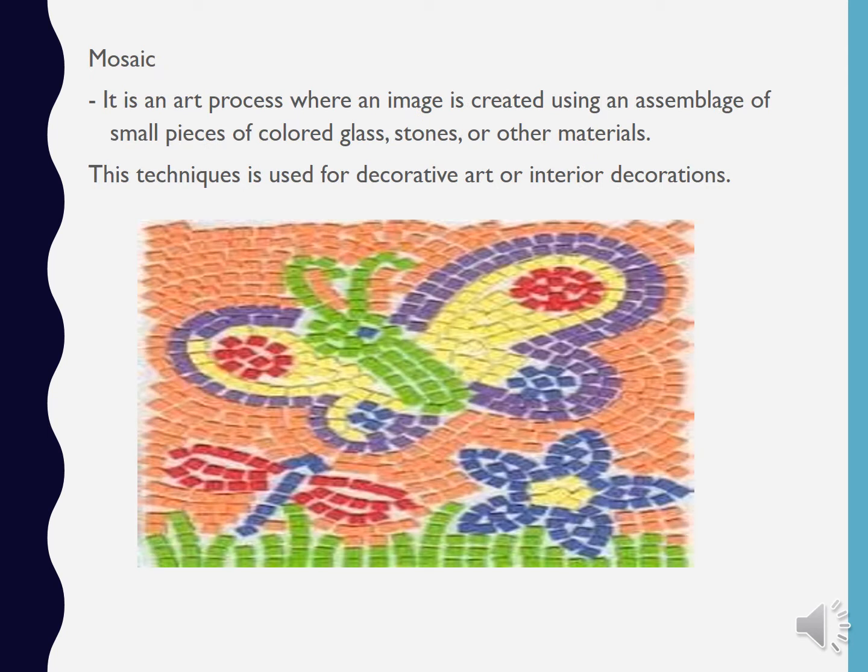Mosaic. Mosaic is an art process where an image is created using an assemblage of small pieces of colored glass, stones, or other materials. This technique is used for decorative art or interior decoration. So these are examples of mosaic.